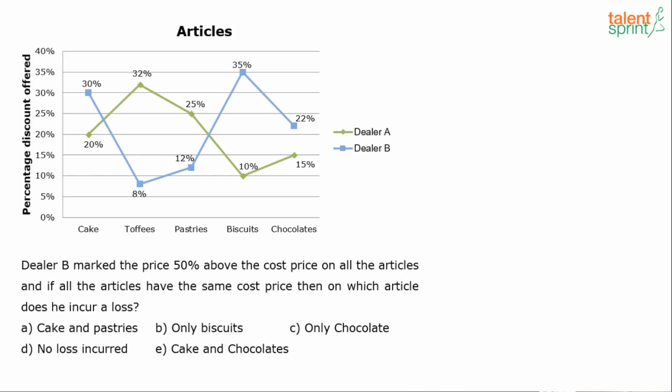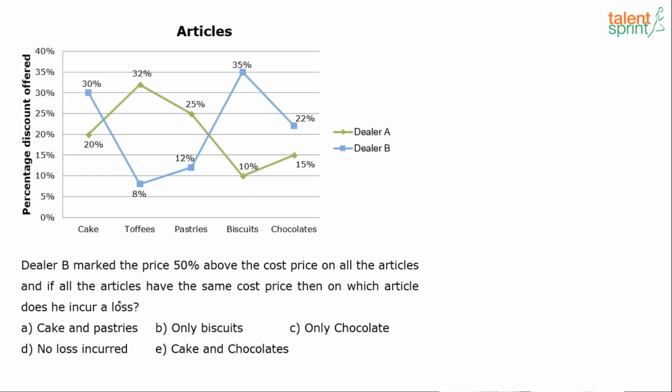Option B, biscuits. Dealer B marked the price 50% above the cost price on all the articles, and all the articles have the same cost price. Then on which article does he incur a loss? So let's take it up. So here's the question. On which article does he incur a loss?